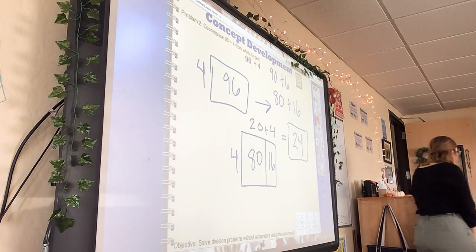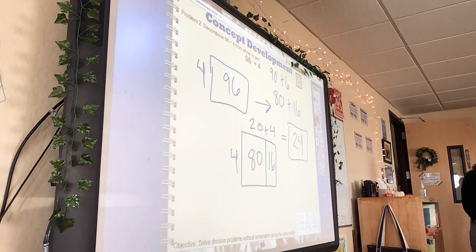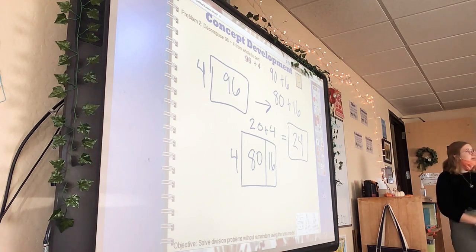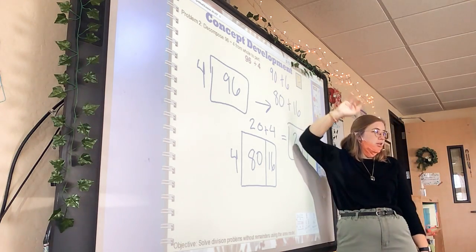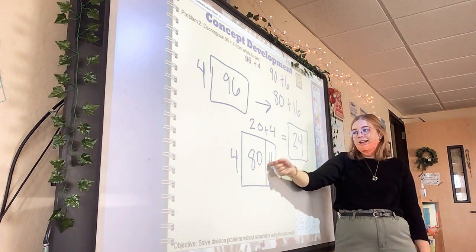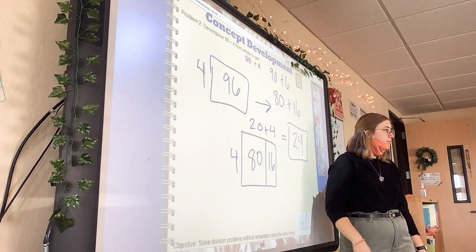Okay. Can we do another problem? Yes. Yeah, 96 is divisible by 4, but 90 wasn't. So we had to move some values around to make it so that we could divide in our head, right?